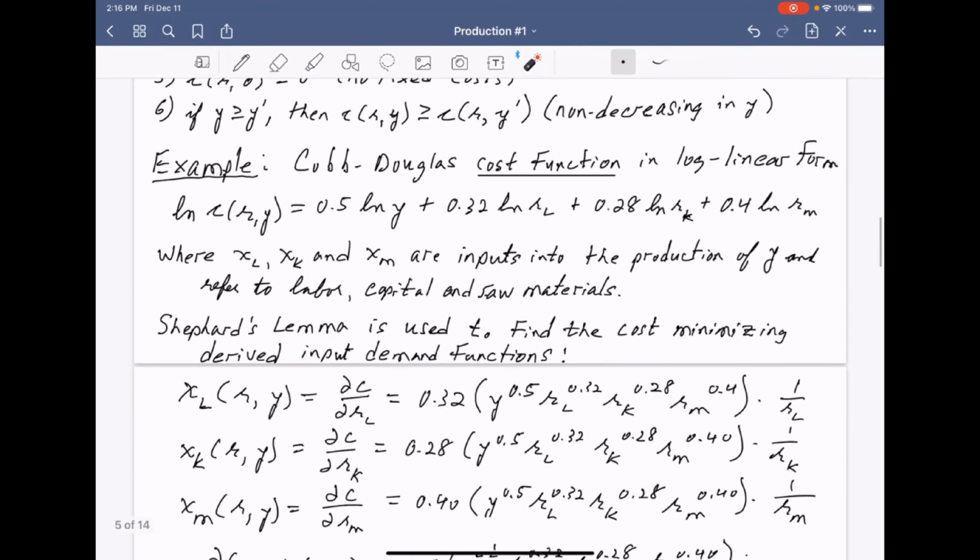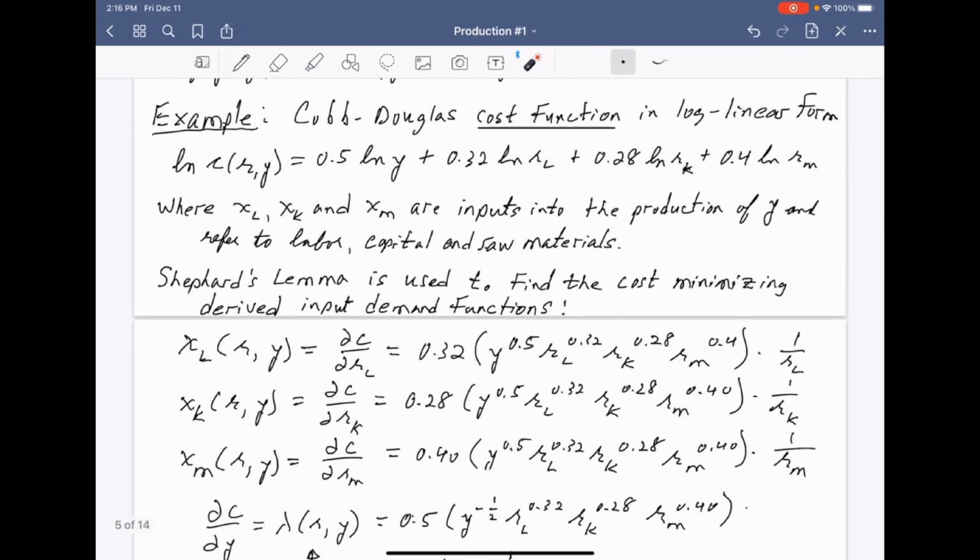Let's take as an example the Cobb-Douglas cost function in log linear form. So in log linear form, we've taken the log of both sides. We get log of C(R,y) equals a half log Y plus 0.32 log R of labor, 0.28 log R of capital, plus 0.4 log of the price of M, where XL, XK, and XM are inputs into the production of Y and refer to labor, capital, and raw materials respectively. Shepard's lemma is then used to find the cost minimizing derived input demand functions as follows.